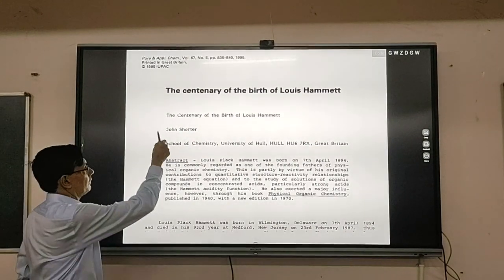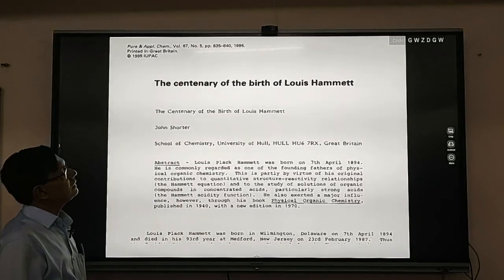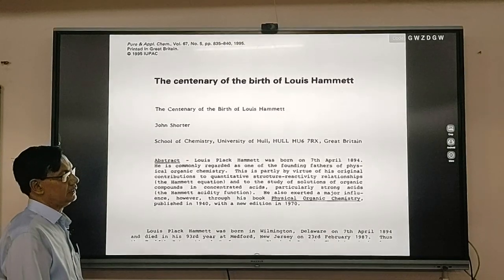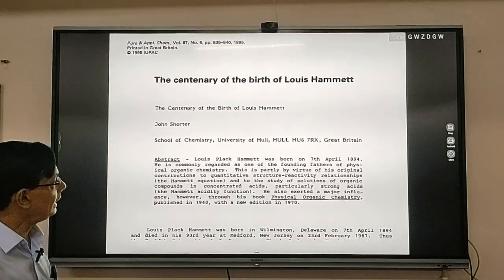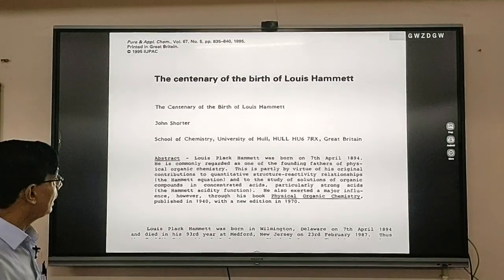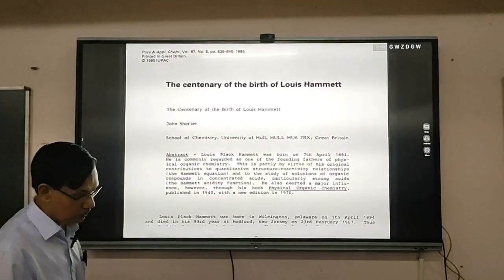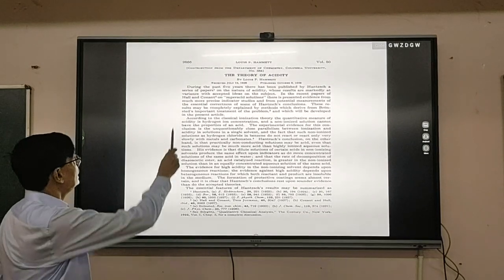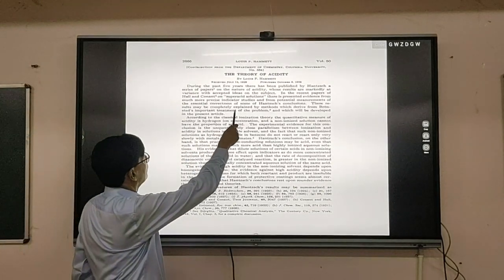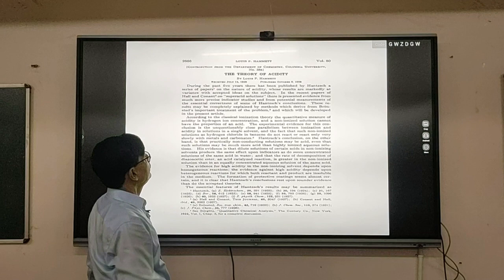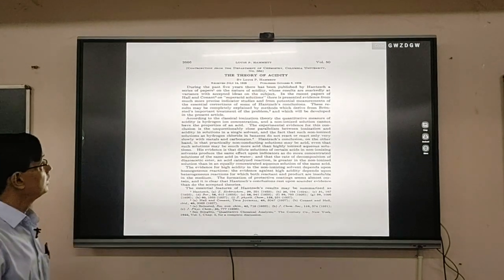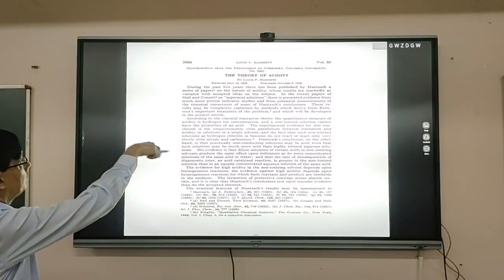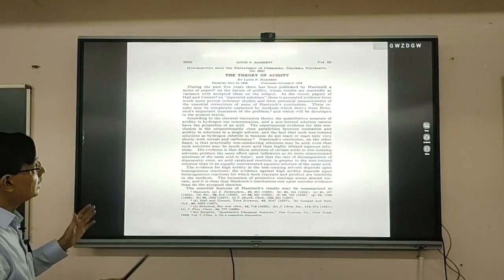He is also a physical organic chemist, and there is a very good book by John Sauter on correlation analysis. So the student can refer to this review article regarding the Hammett equation. Now, this is the original research paper of Hammett. You have seen that the name of that paper is "The Theory of the Acidity."